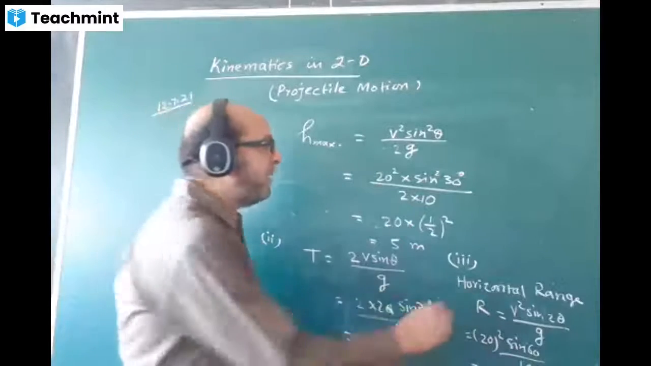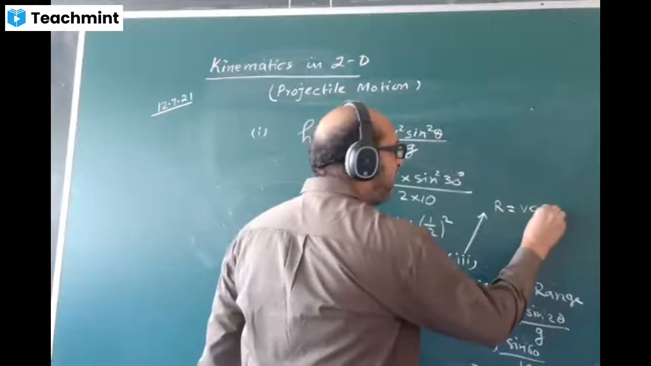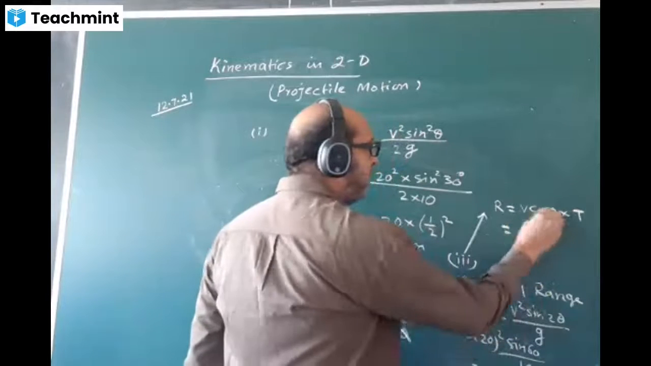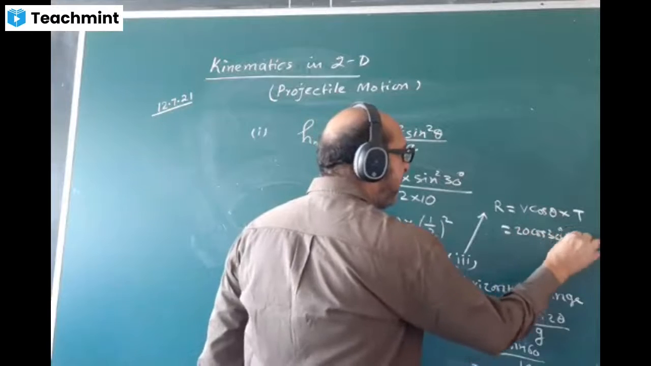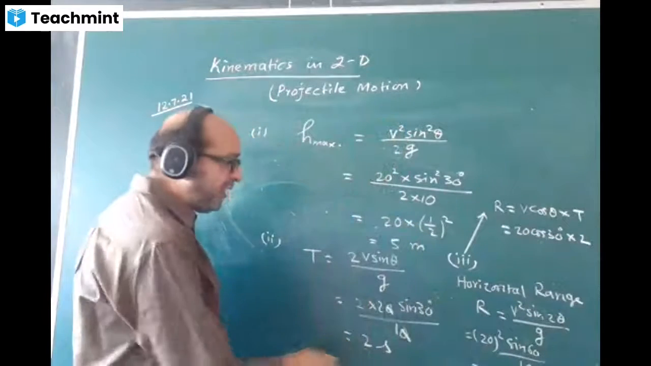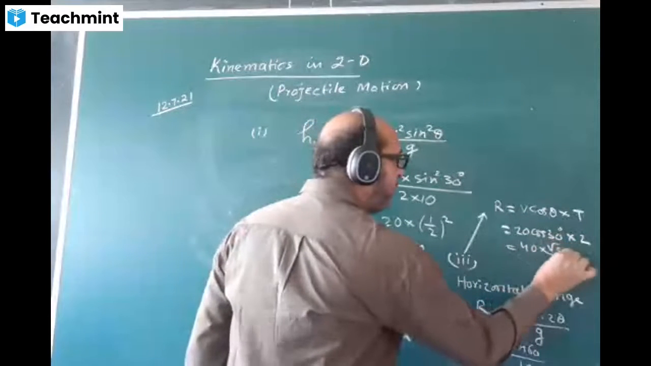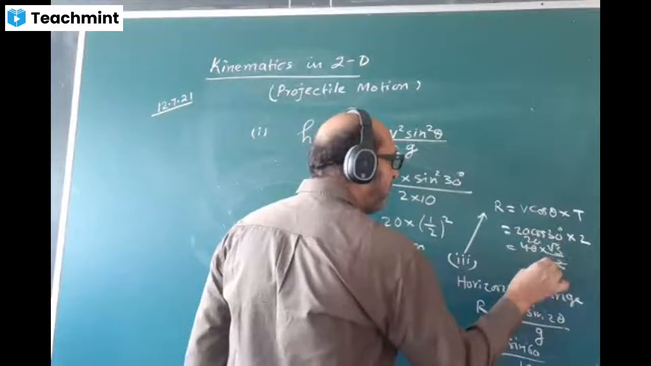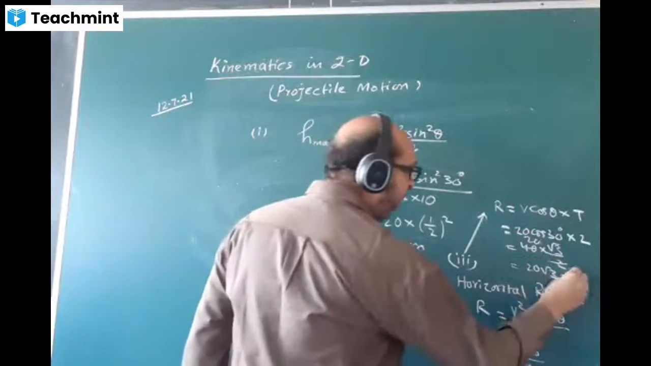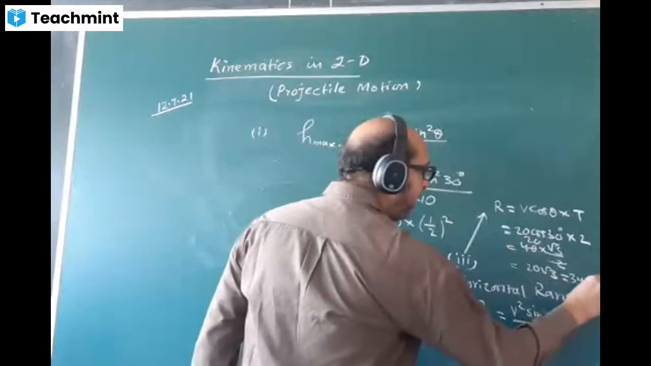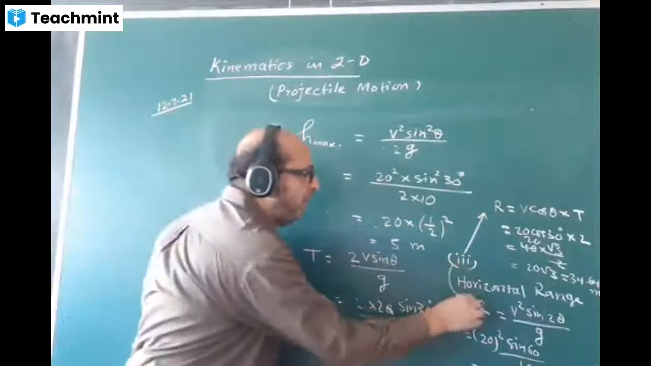Though this part we can also do directly. If you want to do it directly, you can write R is equal to velocity, v cos theta, into the time of flight. V cos theta value is put here, 20 cos 30 degree, time of flight value is 2 seconds. This is coming 40 cos 30. Cos 30 value is √3 by 2, 2 will go, and you get the answer 20√3. The answer will be the same, 34.64 meters. You can do either this way or directly use the formula.